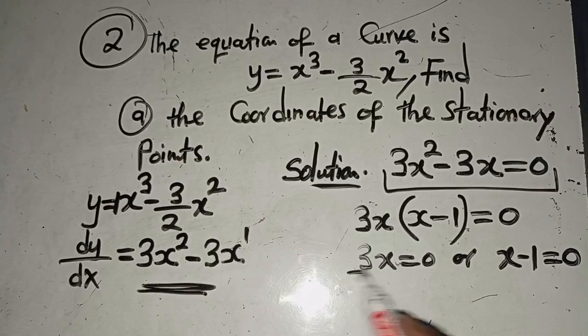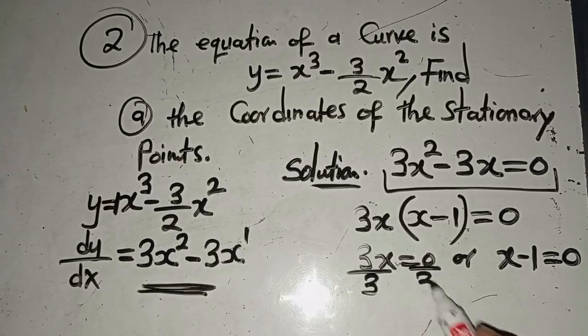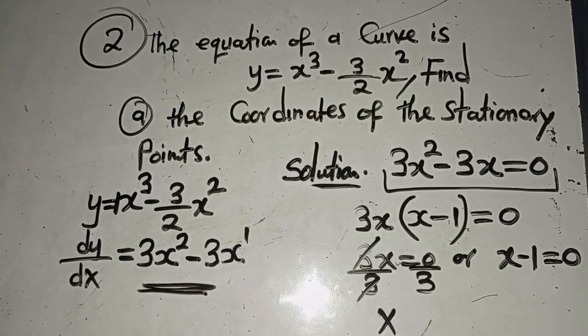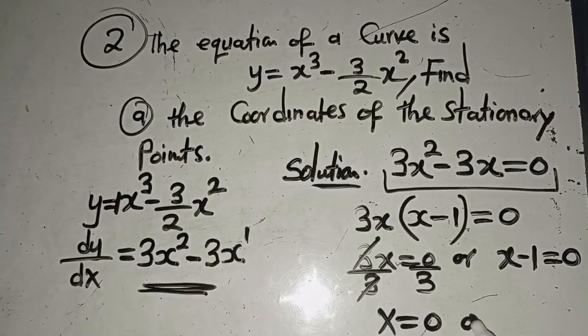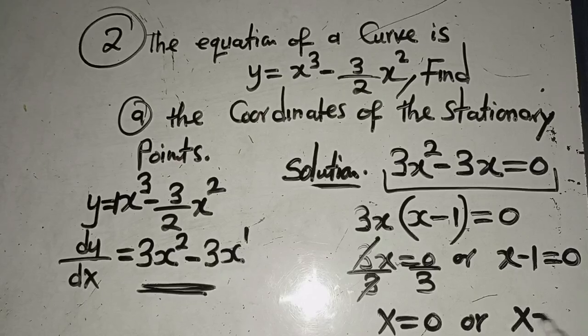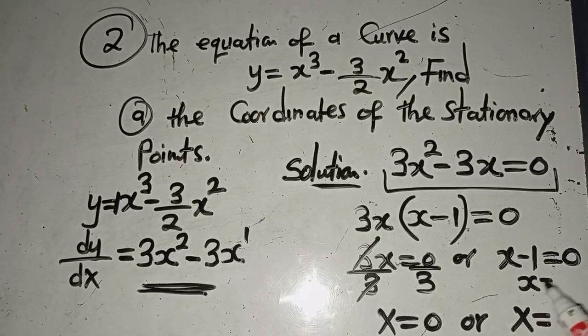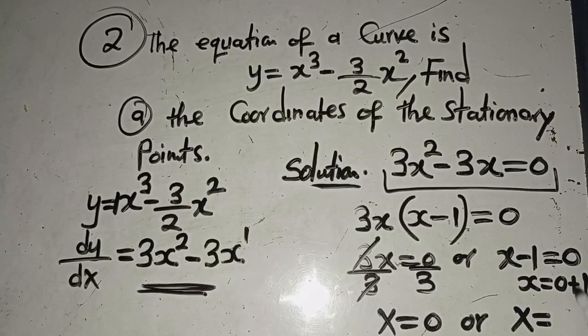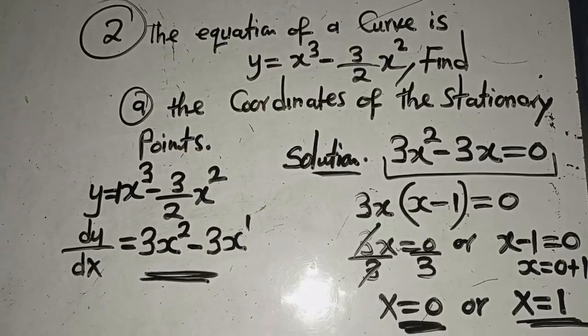It is at this point that I divide by 3 over 3, so that I have the value of x. x is equal to 0. Or x is equal to, when the negative 1 goes this side, it becomes positive 1. So I've got these answers: 0 plus 1, it is 1. So x is equal to 1, x is equal to 0. I've solved the equation.